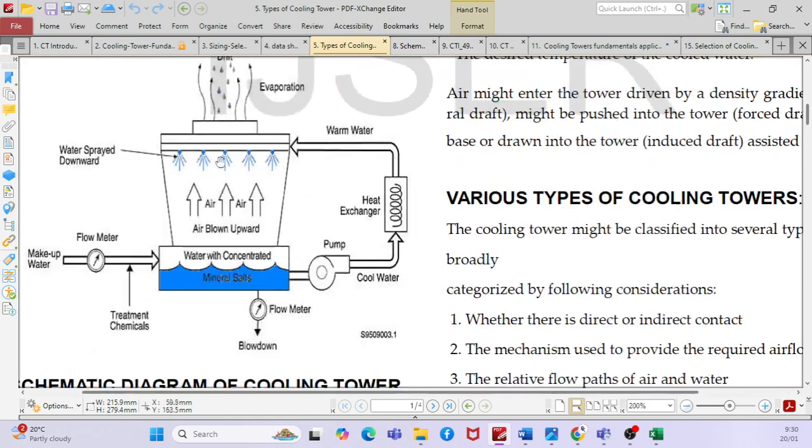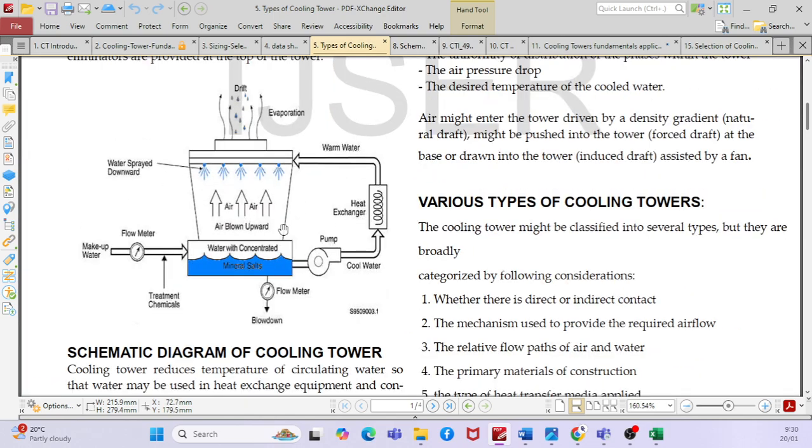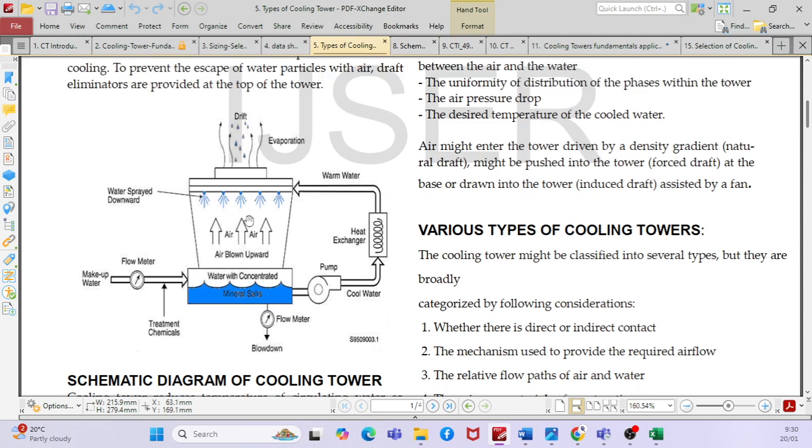When you see this particular one, it is called induced draft because the fan is on the top. Wherever you have the fan on the top, it's induced, and wherever it's at the bottom, it is forced ventilation.